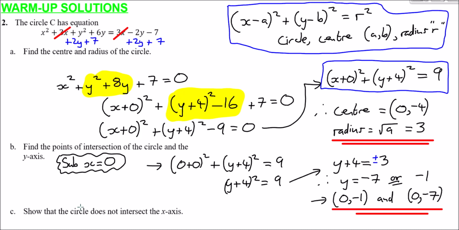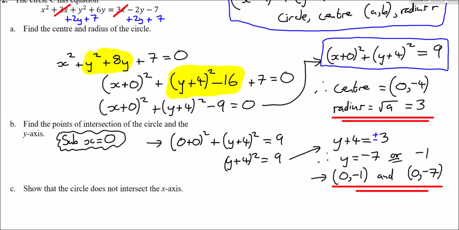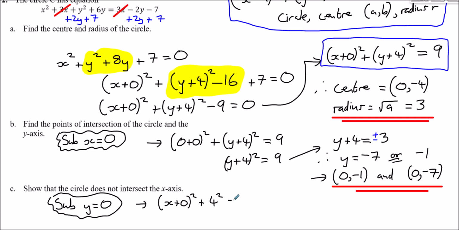Finally, part C, show that the circle does not intersect the x-axis. Well, if it were to intersect the x-axis, the value of y would be 0. So here we can just sub in that y is equal to 0, and let's see what we obtain. So if y is 0, we then get that x plus 0 squared, or just x squared if you want. If y is 0, this becomes just simply 4 squared equals 9. Therefore, subtracting 4 squared from both sides, we want x squared to be equal to 9 minus the 4 squared. So 9 minus 16 is minus 7.